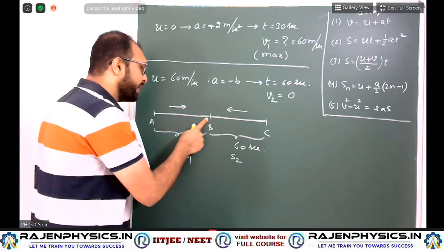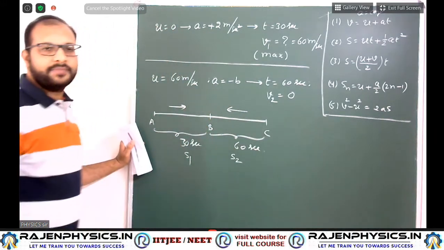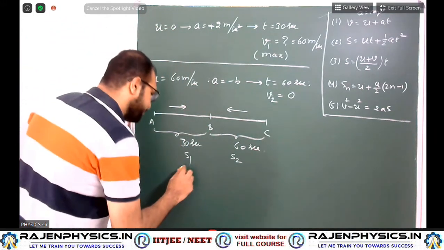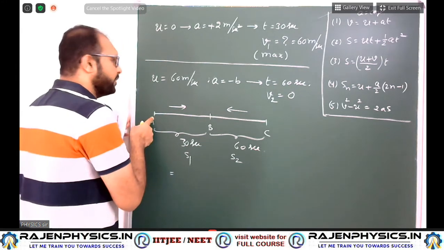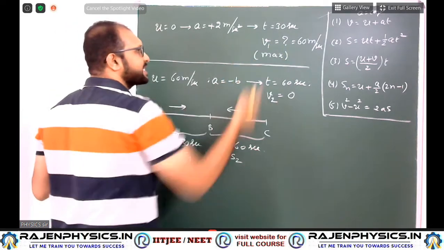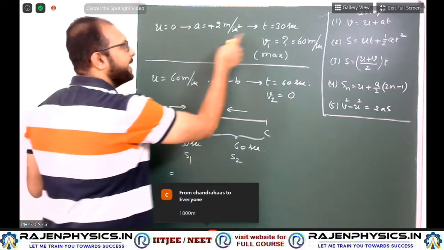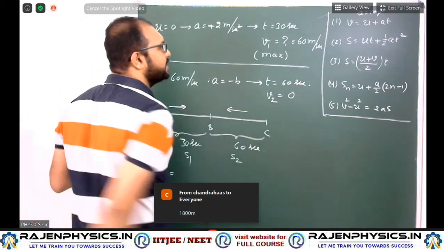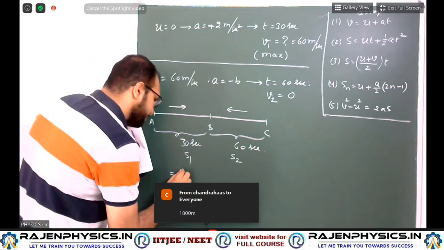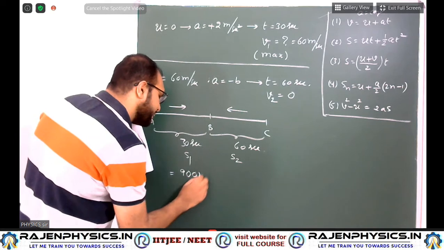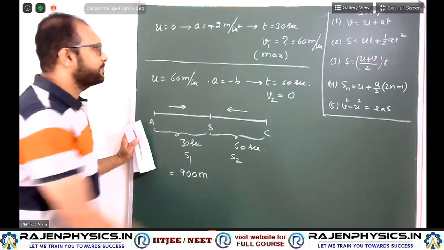Yes, here to here I am using equation number 3. Equation number 3, students. U plus V by 2 into T. U is 0. V already we have, 60. 60 by 2 is 30, into T. This is also 30. So 30 into 30. Total 900 meters. First one is 900 meters.